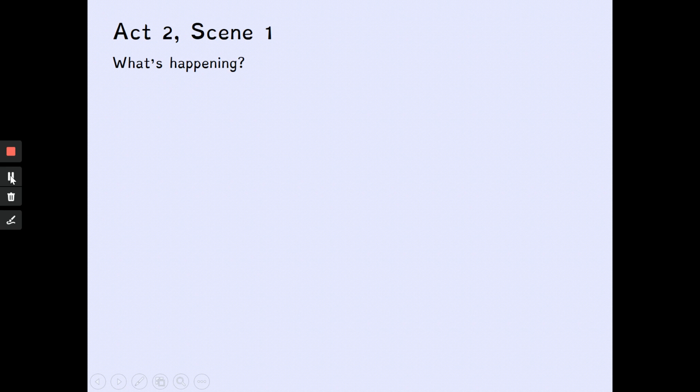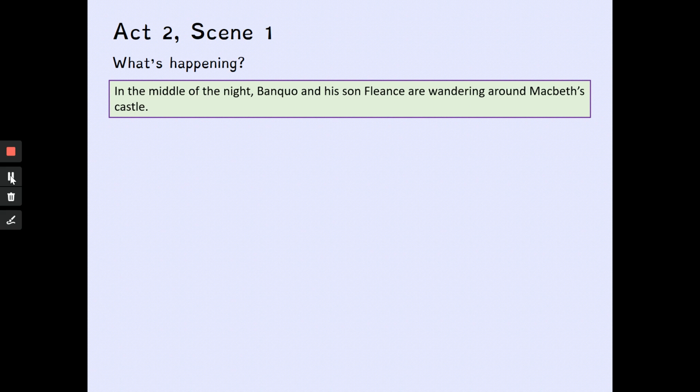Okay, now on to Act 2, Scene 1. Remember that you're just selecting a couple of quotes from each scene to add to your grid. In terms of what's happening, we've got now the middle of the night, and this is at Macbeth's castle, and Banquo and his son Fleance are wandering around. You might wonder, why are they wandering around in the middle of the night? Well, they're clearly disturbed. If you remember back at the start of the play, the atmosphere is kind of eerie and disturbing. Everything seems a little bit disrupted. It's the same here in Act 2, Scene 1.